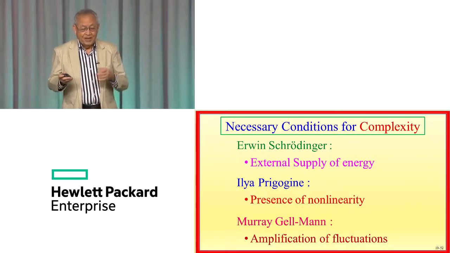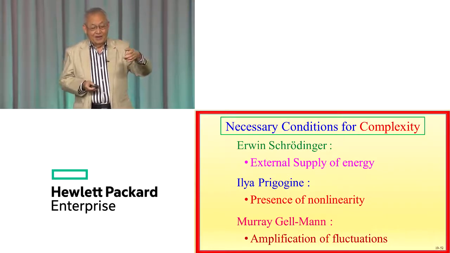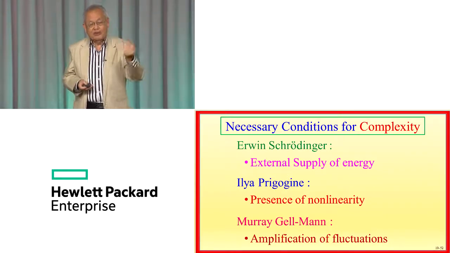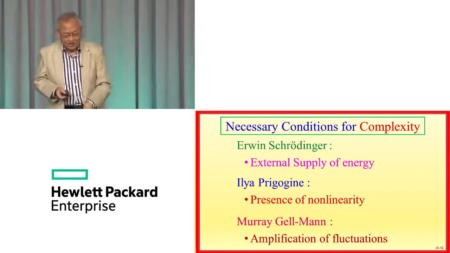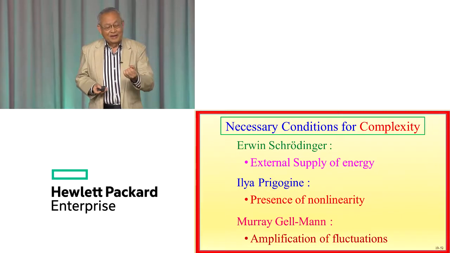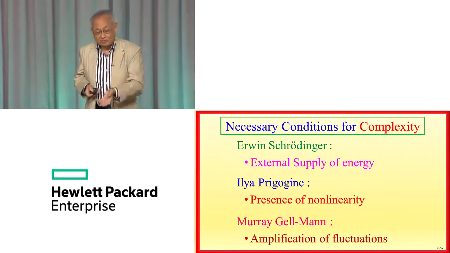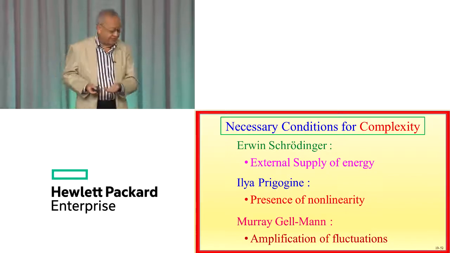Now, all of them have advocated certain ideas. Schrodinger, for example, said that you got to have an external supply of energy, and of course he's right. Prigogine said that you need to have what he called the instability of the homogeneous. Things have to be unstable of the homogeneous part. And Gell-Mann said you have to have amplification.